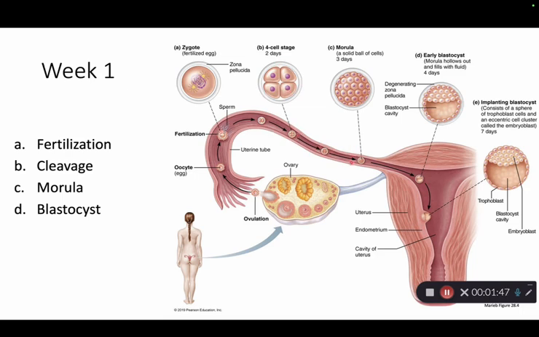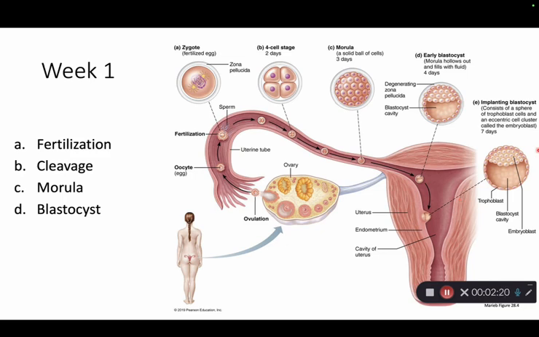We then get to a morula, which is a solid ball of cells, around 3 days, and then we have an early blastocyst from the morula hollowing out and filling with fluid. That's kind of our blastocyst cavity. This is around day 4. And then around day 6 to 7, we will see implantation of the blastocyst. And the blastocyst now has a sphere of trophoblastic cells and an eccentric cell cluster called the embryoblast. And this is around 1 week. So this is in this 1 week time.